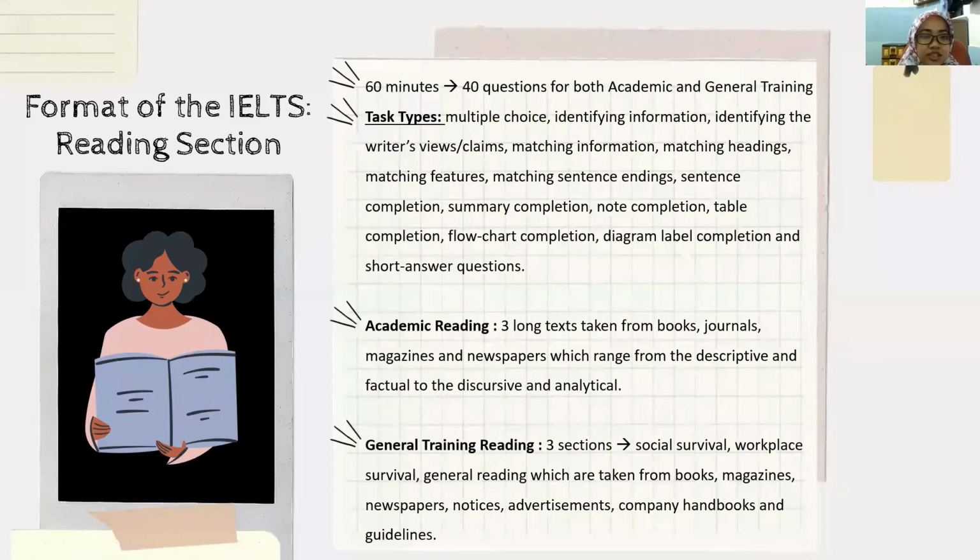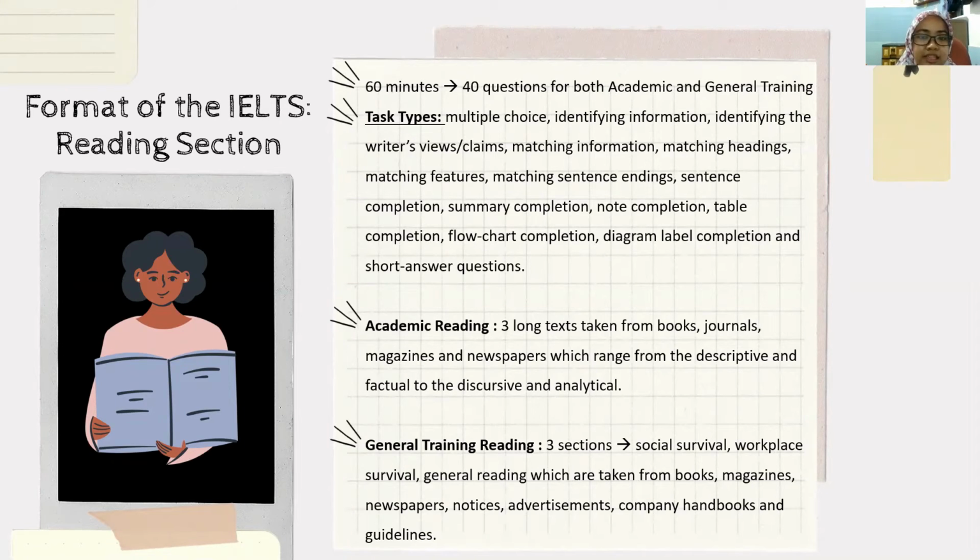And the next section is the reading section. In this part, you will be given approximately 16 minutes to complete 40 questions for both academic and general training. And the task type for both versions of the IELTS in this section are a variety of question types.